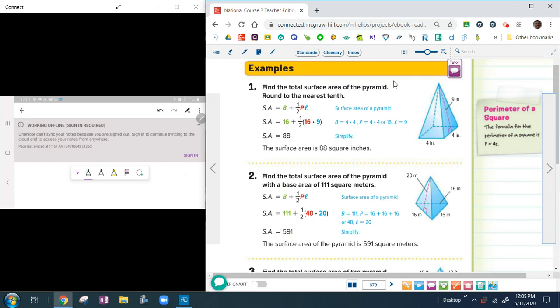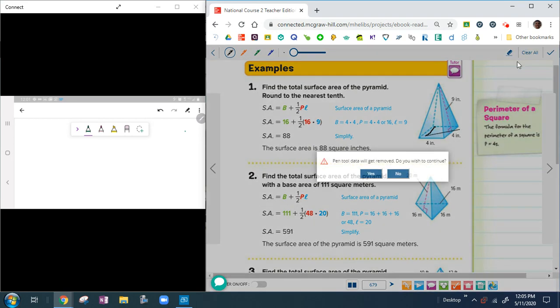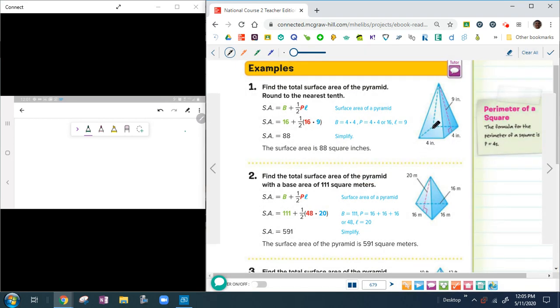All right, example 1. So it's always good to identify the shape. It looks like a pyramid, and then identify the base of that pyramid. So the base of the pyramid here, we have a square. All right, we have a square. So we need to know the base. We need to know what shape it is.